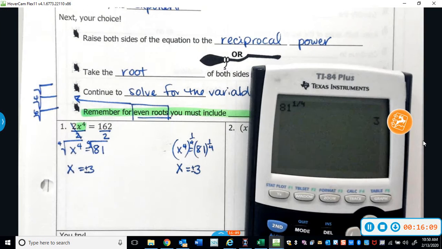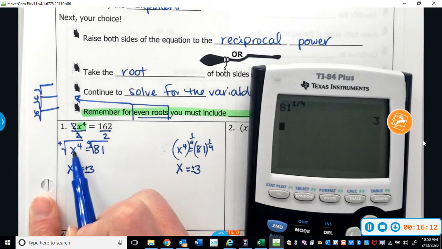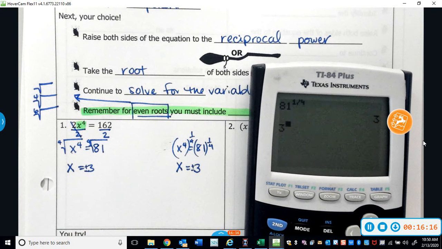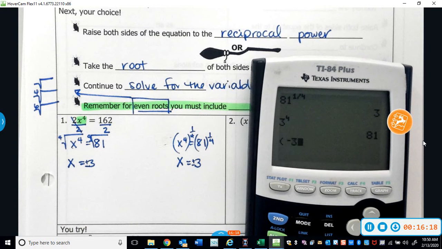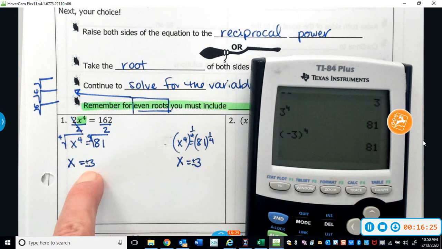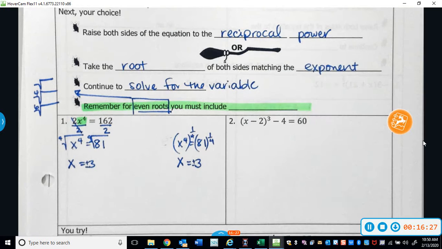And the reason for that is if I double check, because what I'm saying is what number when I raise it to the power of 4 gives me 81? Well, 3 does that, but -3 also does that. They both give me positive 81. So any sort of even root, when you do that on both sides, put that plus minus to remind yourself there are 2 answers there.